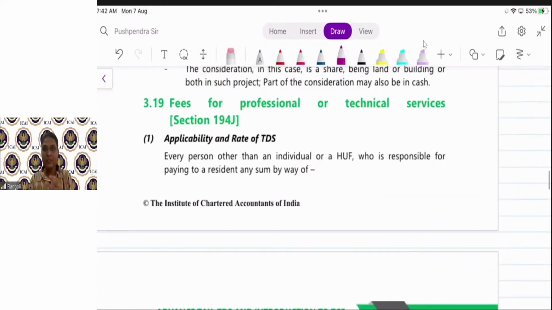Balance is not TDS. Balance is your self-assessment tax, because that is paid by you only, directly to the government, not paid by someone else on your behalf. Is that clear, Mohammed? Please reply fast, my dear friend.